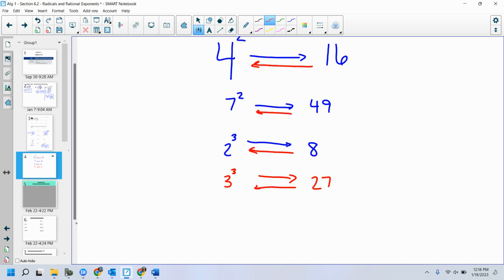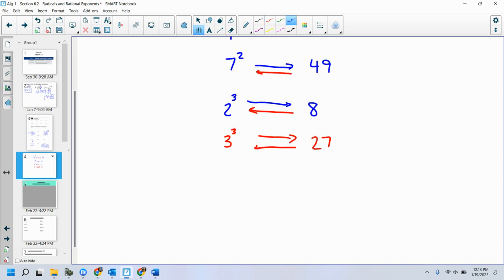So what if I change it up one more? What about 2 to the fourth power? Well, 2 to the fourth power would be 16, right? So what's the process called if I work it backward then?